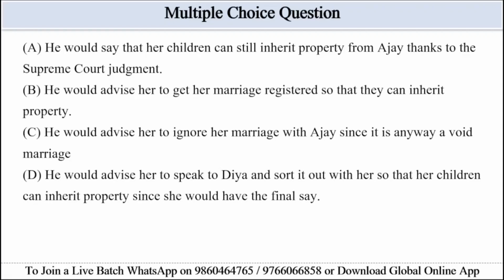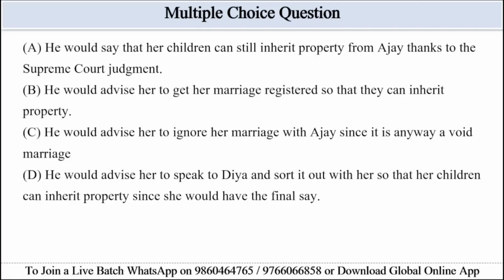The passage confirms children born of void marriages are entitled to inherit. In case of option A, he would say that her children can still inherit property from Ajay thanks to the Supreme Court judgment. This is correct and aligns with the passage. In case of option B, he would advise her to get the marriage registered so that they can inherit property. Registration doesn't affect inheritance right of children born already. In case of option C, he would advise her to ignore her marriage with Ajay since it is anyway a void marriage. This one is irrelevant because children's inheritance right stands regardless.